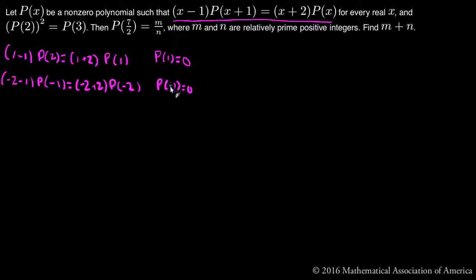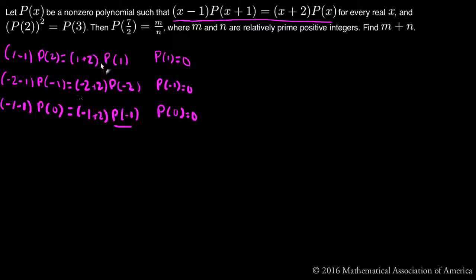Okay, now I can actually get one more 0. Let me make sure I go the right way. So these get me from p of x to p of x plus 1. And if I start here, yes, that's going to work out. So I know that p of negative 1 is 0. And so if I make x equal to negative 1, I get negative 1 minus 1 times p of 0 equals negative 1 plus 2 times p of negative 1. I see that this right here is 0. Those are not 0. That means p of 0 must also equal 0.